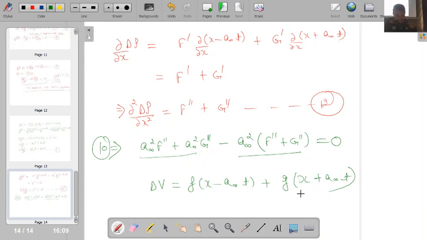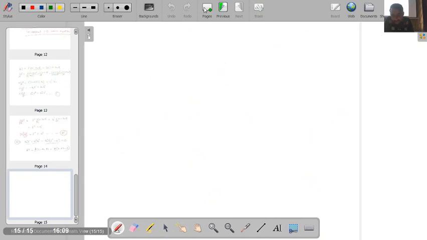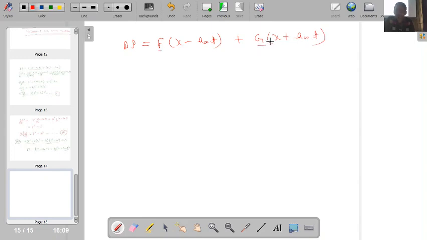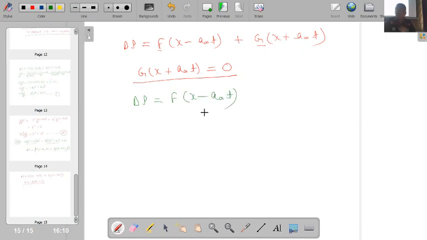Okay, now typically let's see first that in this solution, which is delta rho equal to function of x minus a infinity t plus g of x plus a infinity t. Okay, so it is important to note that f and g are nothing but some arbitrary functions. So let's consider that for a typical situation g of x plus a infinity t is equal to 0. Okay, because these are arbitrary functions, so one arbitrary function can have value equal to 0. So then I will be getting delta rho equal to function of x minus a infinity into t.